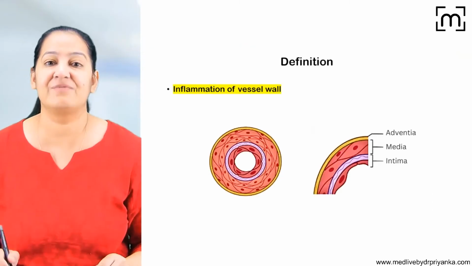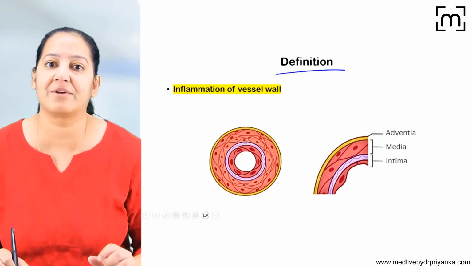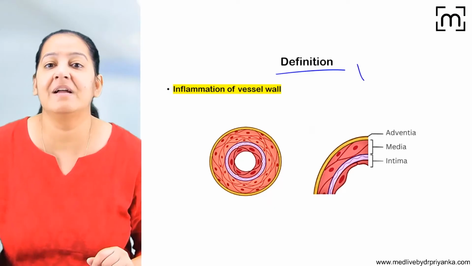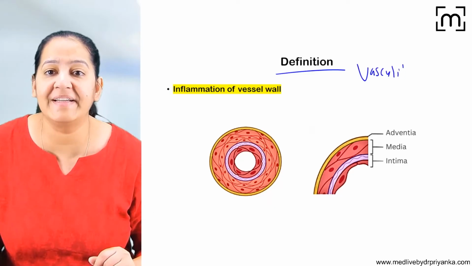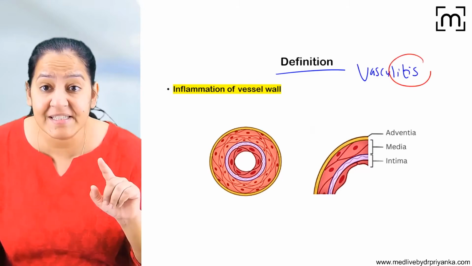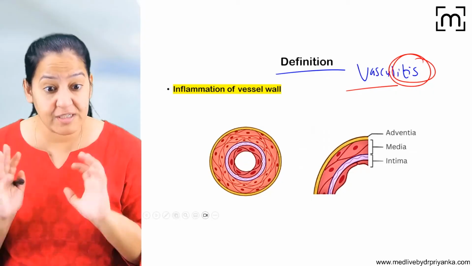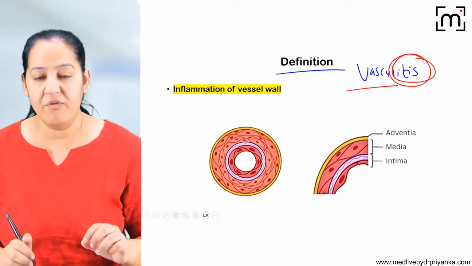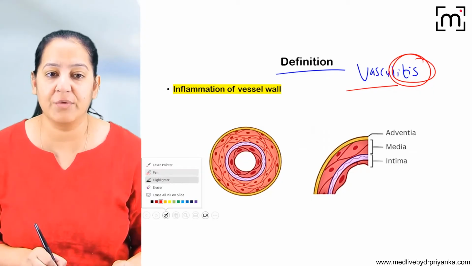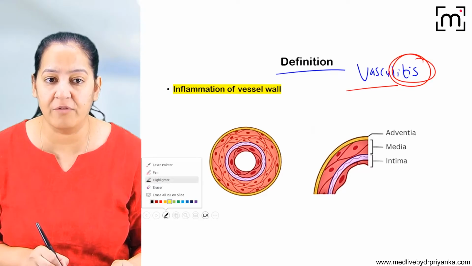What is vasculitis? First, let me tell you the definition of vasculitis. What do you mean by vasculitis? Basically, itis in pathology means inflammation. So vasculitis is the inflammation of the wall of the blood vessel. In the wall of the blood vessel, there are 3 layers. You can see these are the 3 layers present in the wall of the blood vessel.